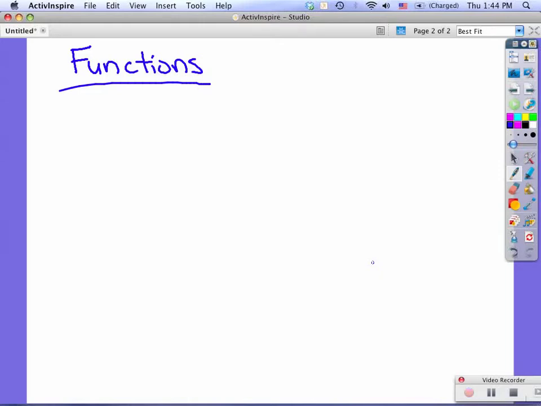Okay, moving right along with algebra, we're going to talk about function tables today. A function is a relationship between two variables in which one quantity depends on the other. So, if I have two variables, let's say A and B, whatever I do to A affects what happens to B.